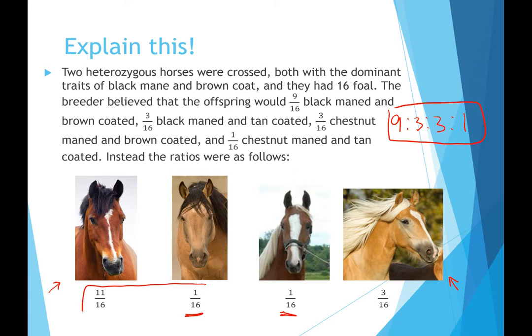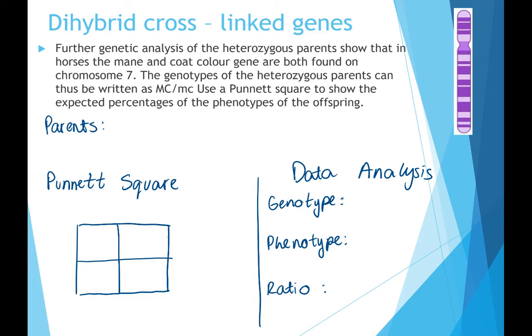Let's add these two together. What do we get? We get 12 out of the 16. And then if we added these two together, what would we get? We get 4. So a ratio of 12 to 4 is actually the same as a 3 to 1 ratio. And what do we know? Where do we usually see the 3 to 1 ratio?